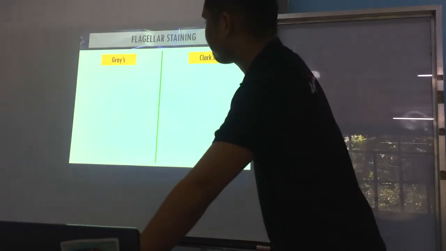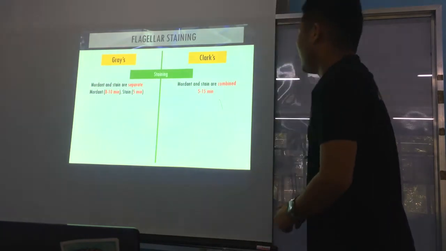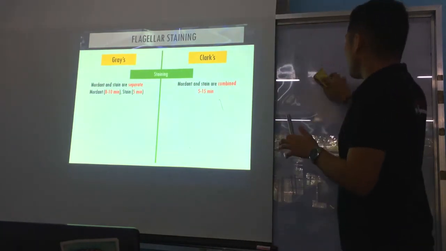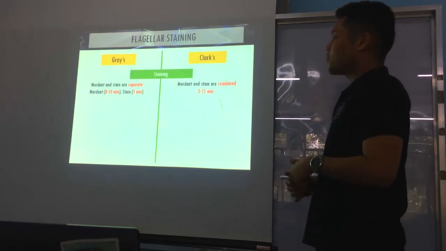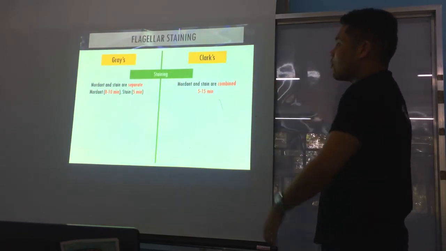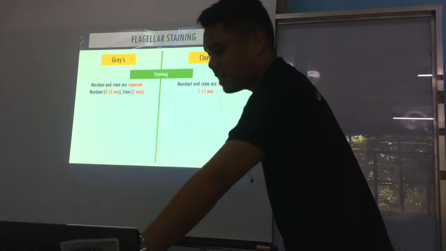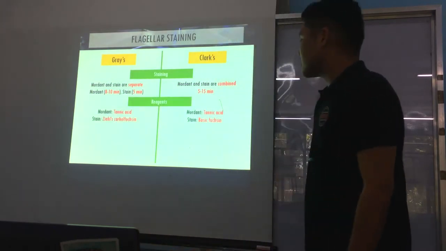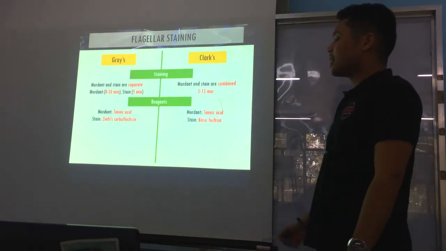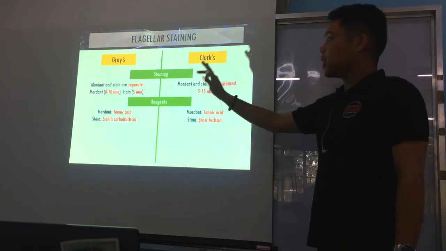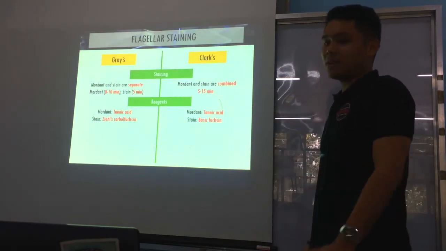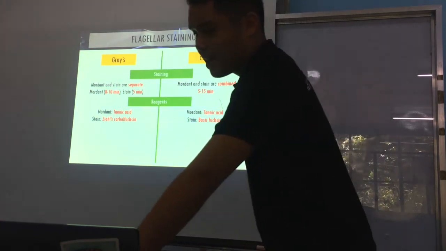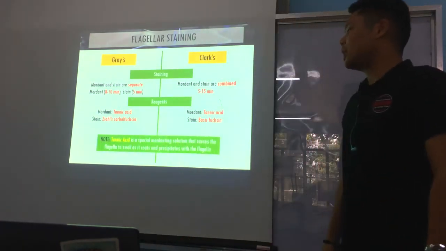Now for staining, in Gray's the mordant and stain are separated: a mordant for 8 to 10 minutes and the stain for 5 minutes. For Clark's, the mordant and stain are combined. For reagents, the mordant is the same, tannic acid. Only the stain differs: Ziehl's carbolfuchsin for Gray's, and basic fuchsin for Clark's. By the way, they are both fuchsin. And the tannic acid serves as a mordant.